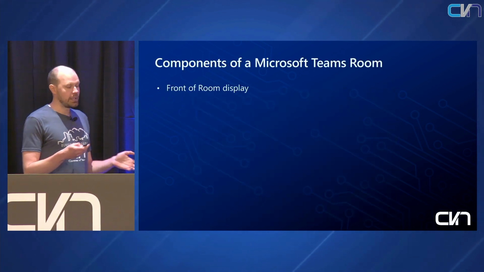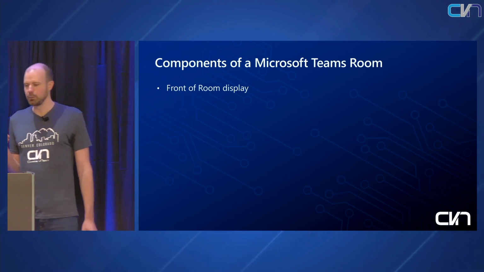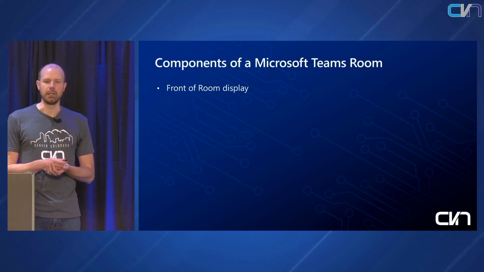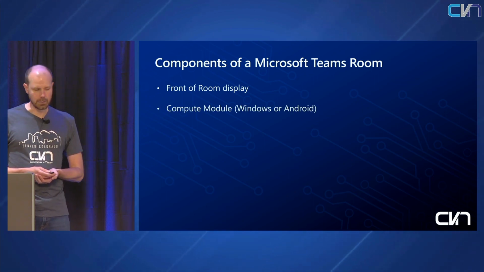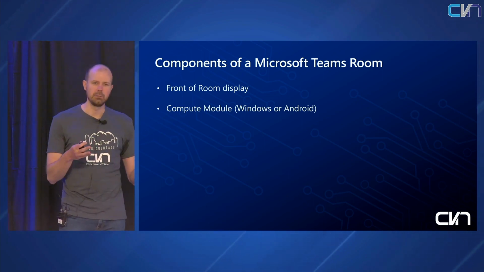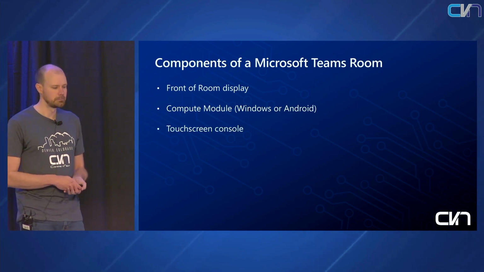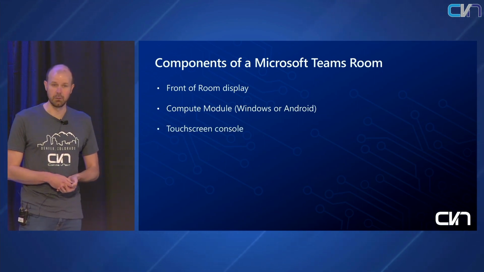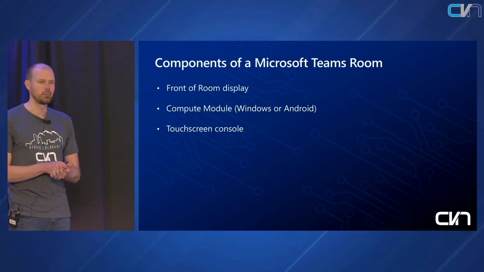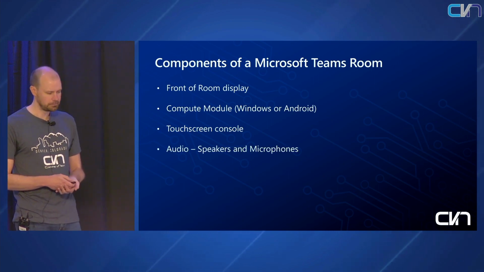So let's talk about the basics. The required components of a Microsoft Teams room, starting with the front of room display. This is the window into the Teams meeting for the in-room participants. The compute module, this is what will run the Teams Rooms application. This can either run on Windows or Android. The touchscreen console, this is how you control the start of the meeting, muting of participants, the volume of the meeting. We need that for the touch control.